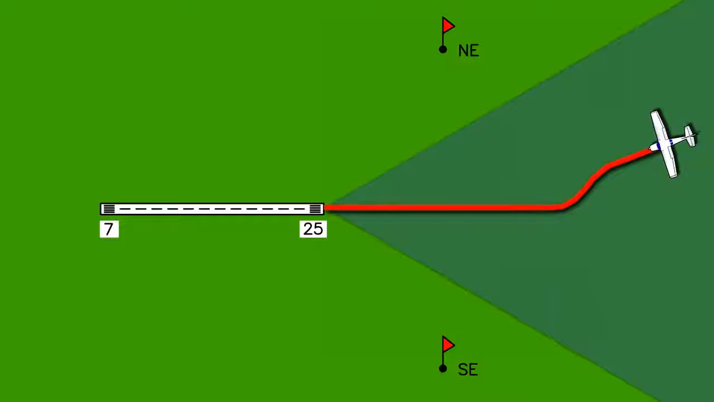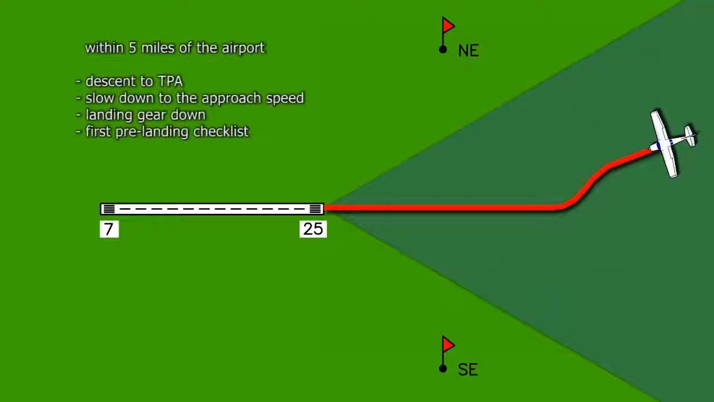Once we are within 5 miles of the airport, we should be at the standard traffic pattern altitude, 1000 feet AGL for smaller airplanes, 1500 feet for bigger airplanes, twins, and turbine airplanes. In addition to being at the traffic pattern altitude, we should also slow down the airplane to its approach speed. At 5 miles away from the runway, we'll also put our landing gear down. And the last thing we'll do at this point is the first pre-landing checklist.